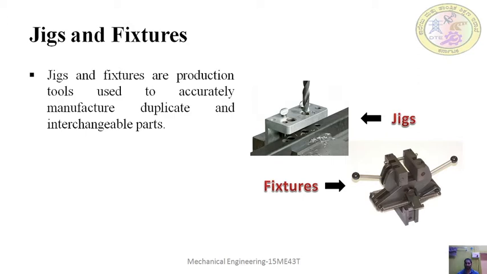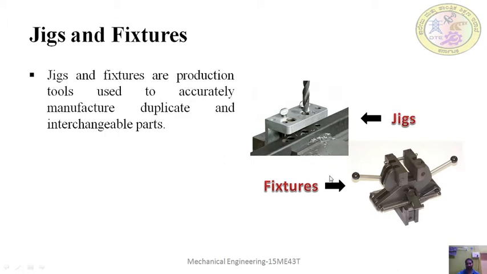So it is preferred when mass production of the same component is done. In such companies or products, we are using jigs and fixtures. Jigs and fixtures are production tools used to accurately manufacture duplicate parts, similar kinds of parts and interchangeable parts. So you can see here, this is the jig and this is the fixture.